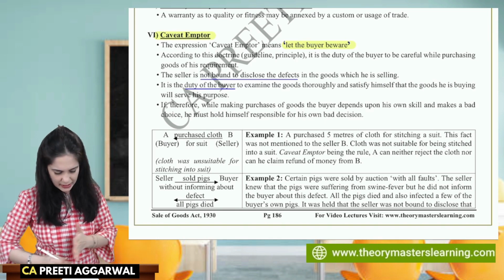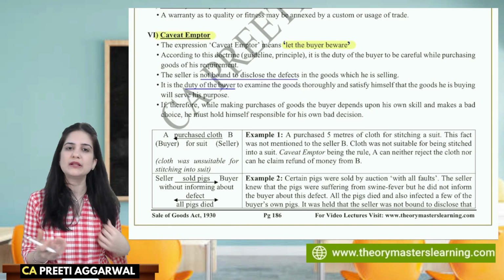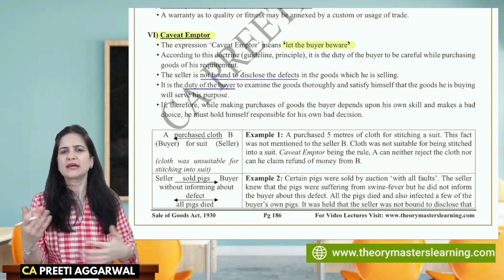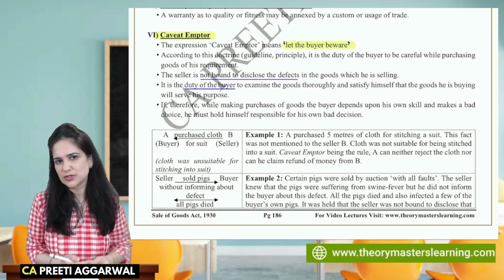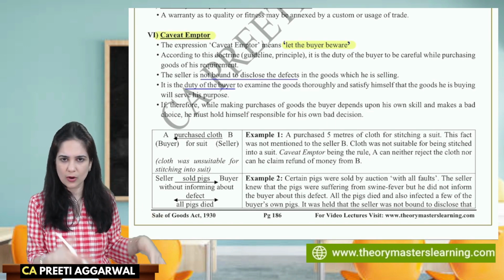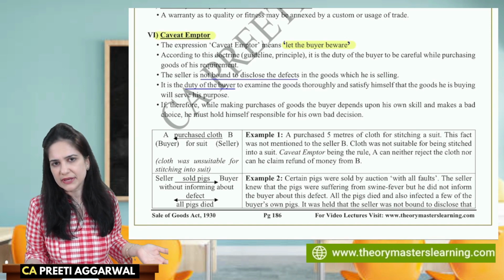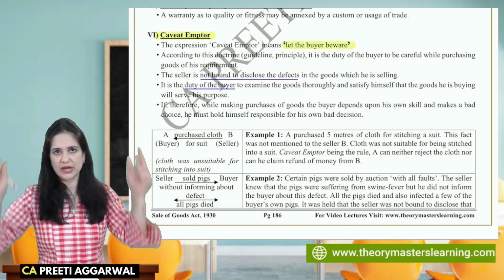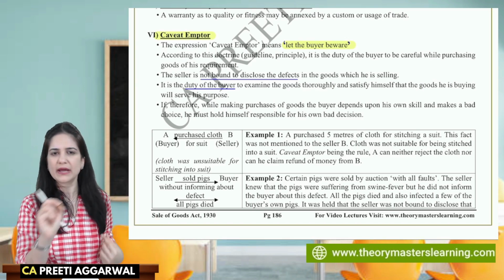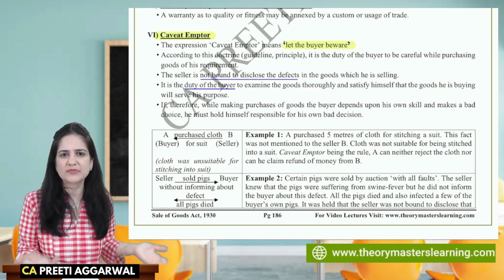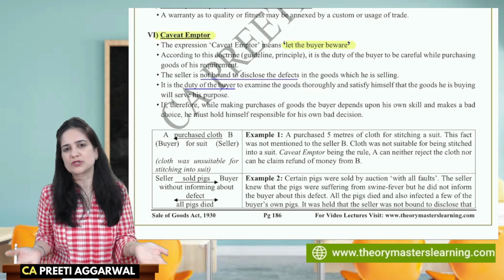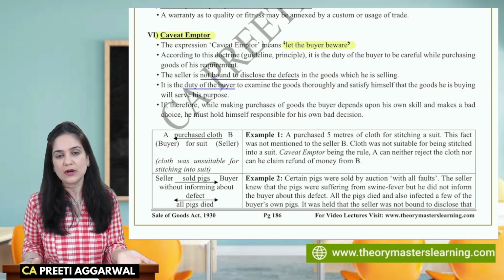Okay, so while making a purchase, the buyer depends on his skill, then he will be responsible. Many a time students at this stage ask me, ma'am, but this is not always true. Like once I purchased a cloth and I did not check whether there were any defects. At home, I checked everything. I found that there was some minor defect. I went to the shopkeeper, he exchanged it, or he asked me to buy something else. So it's not always possible that caveat emptor will apply.